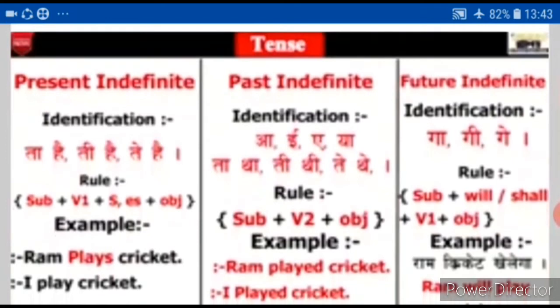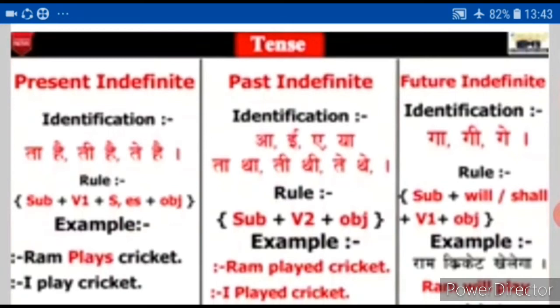Students, we have to learn the identifications and rules of the tenses. So firstly we will learn present indefinite, past indefinite and future indefinite rules. Identification of the present indefinite is ta hai, ti hai, te hai, etc. And the rule of this: subject plus first form of verb plus s or es plus object.